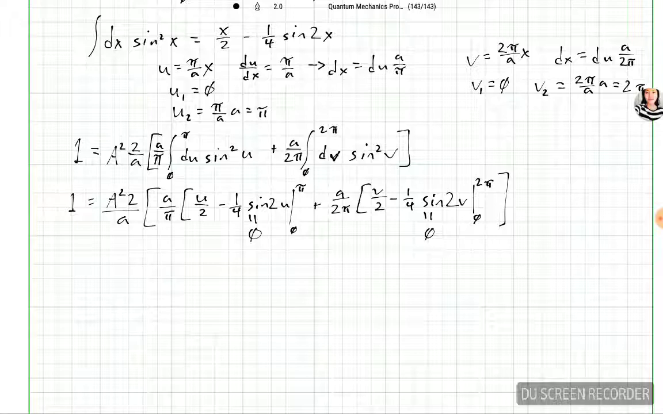So then I'm going to go ahead and move this guy over. So I get a over 2 equals a squared, and then we have a over pi minus pi over 2 plus a over 2 pi, it's 2 pi over 2. And I should really put absolute values there.